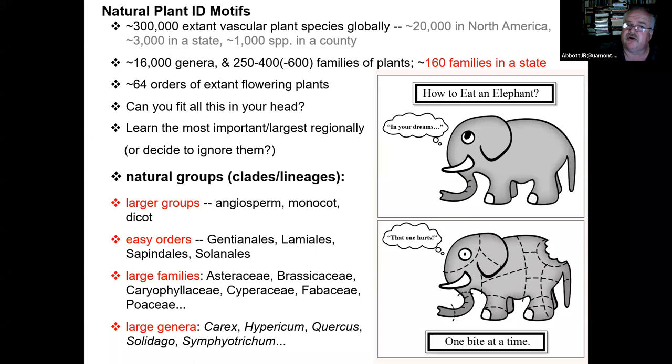Hypericum, the St. John's worts, the Quercus, the oaks. These are all large genera. And just by learning these five genera, you're easily going to have 300-400 species at your fingertips, or 300 species or so. I'm not sure of the exact numbers, maybe 250, somewhere in there. But ultimately, that's the idea, right? Try to focus on the big patterns if your goal is to use the names for identification purposes.